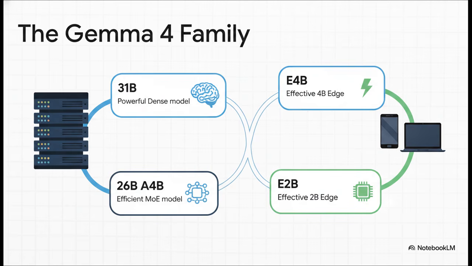And here's the lineup. You can see they've really thought about covering all the bases. You've got your heavyweights, right? The 31B and the 26B models, perfect for those big server-side jobs. But then, and this is super cool, you've got the E models, the E4B and E2B. These are built for pure efficiency, designed to run right on your phone or your laptop. It's all about having the perfect tool for whatever you're trying to build.